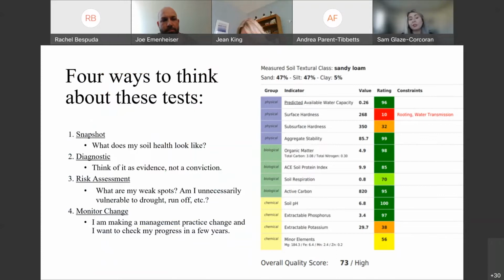So for me, these are the four ways that I think about them. And I think it's important to, when you take your test, have one of these ideas in mind, know how you intend to use it. So the first thing is we can use them as simply a snapshot. What does my soil health look like?